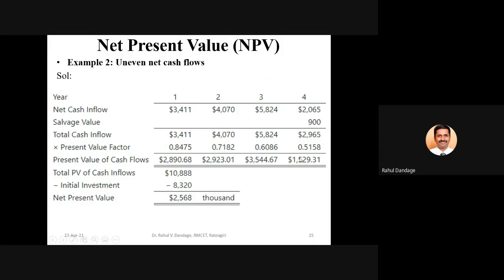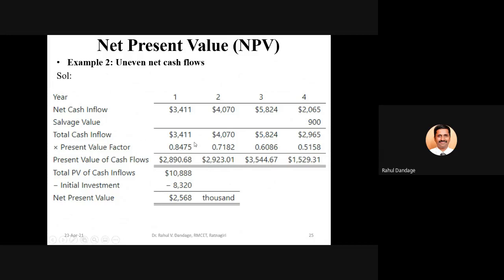Let us say we go for a problem which has even cash flow for all the periods under consideration. What we can do is put the cash flows as they are. Let us say for the same problem, the cash flow is 3500 for each year. So here it will be 3500, 3500, 3500, 3500, and then we calculate the total cash inflow. We will multiply with the present value factors.